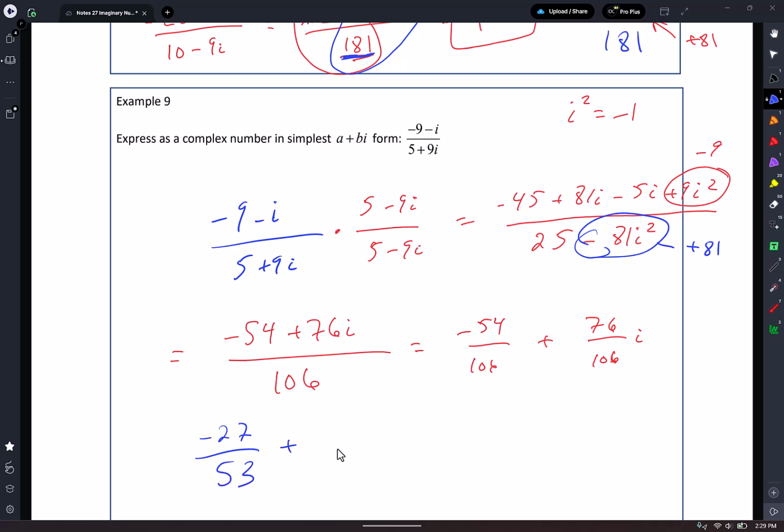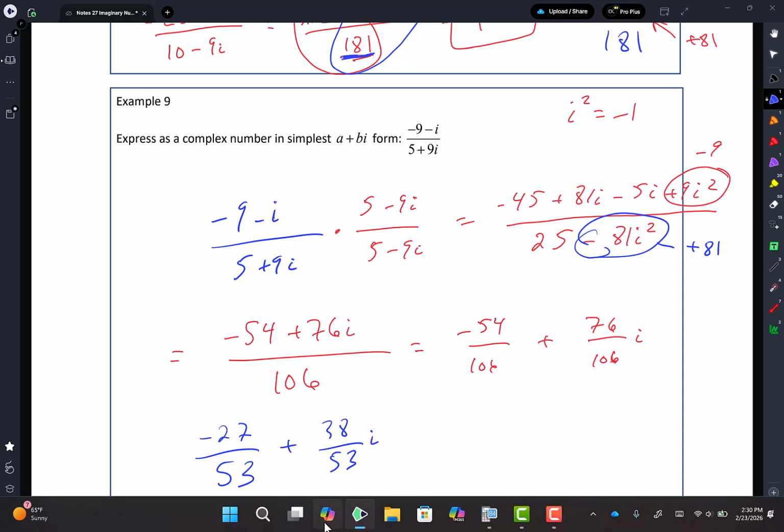Plus, and I'm just reducing it by 2, guys. How many times does 2 go into 76? Let's see. 35, 36, 37, 38. 38 over 53 with an i on it. I don't think I can reduce it anymore. It feels wrong to me, but hey, no, Yanni, that's a demerit.